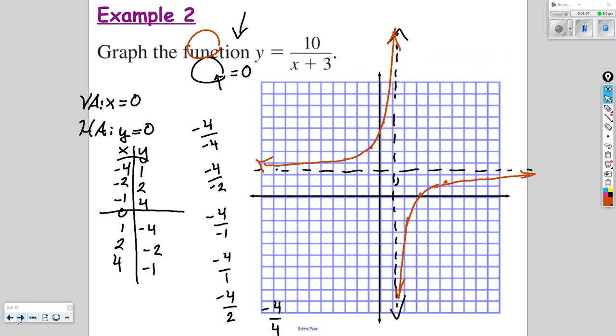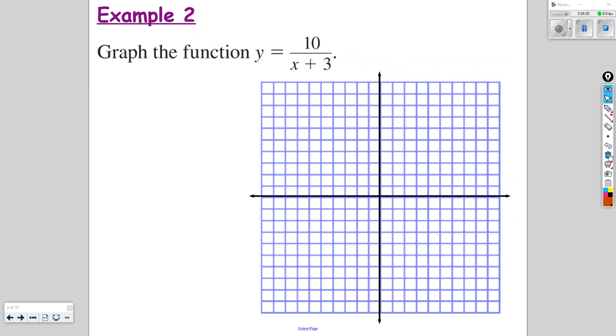All right, let's move on to the next one. In example 2, we're graphing the function y equals 10 over x plus 3. First thing that we're going to do is find the vertical asymptote. To find that, all we've got to do is set that denominator equal to 0 and solve, and we would get x equals -3.